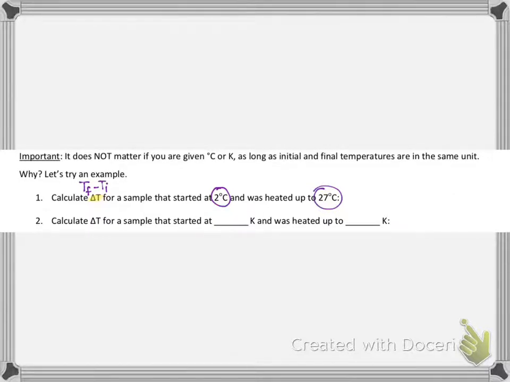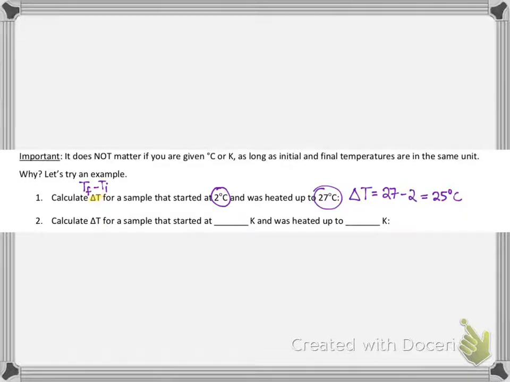Well, so our delta T is T final, which in this case, of course, was 27 degrees Celsius, minus T initial, which was our 2 degrees, which, yay, no calculator required. That must have been a delta T, a change in temperature, of 25 degrees Celsius.